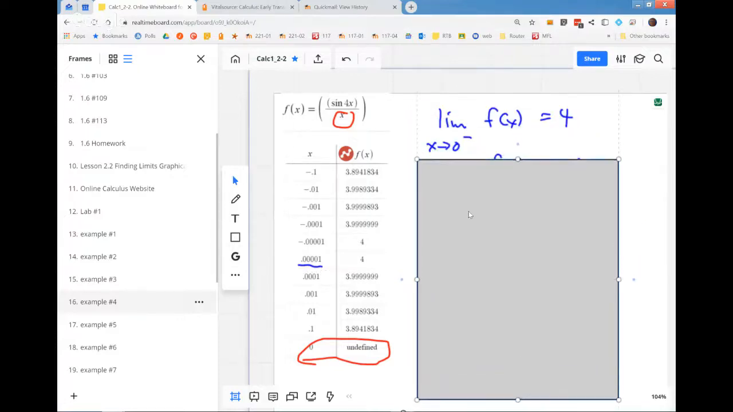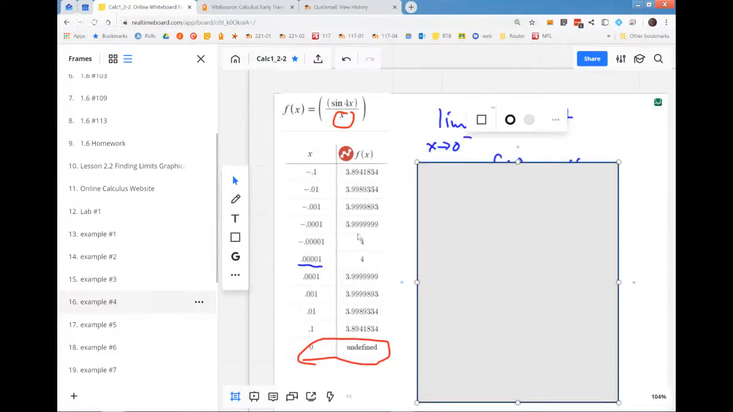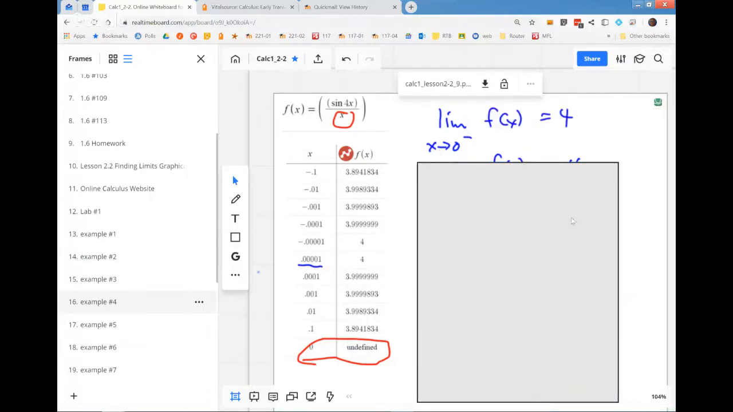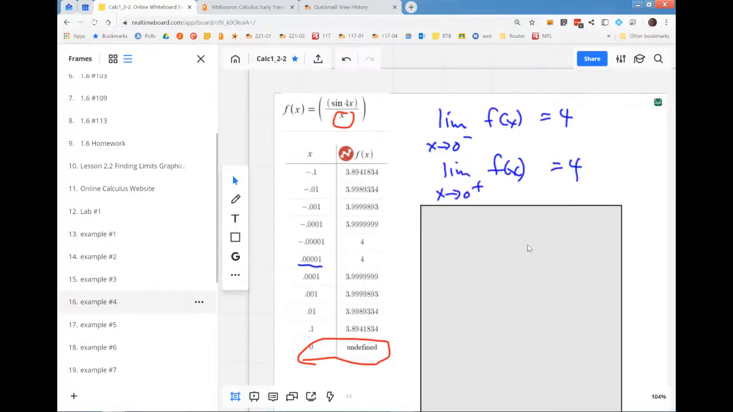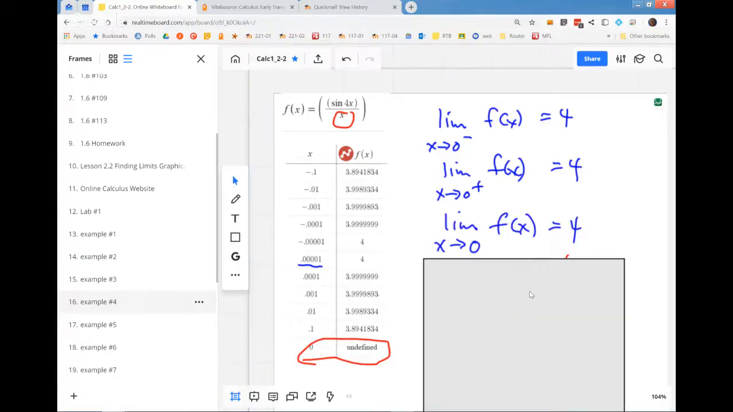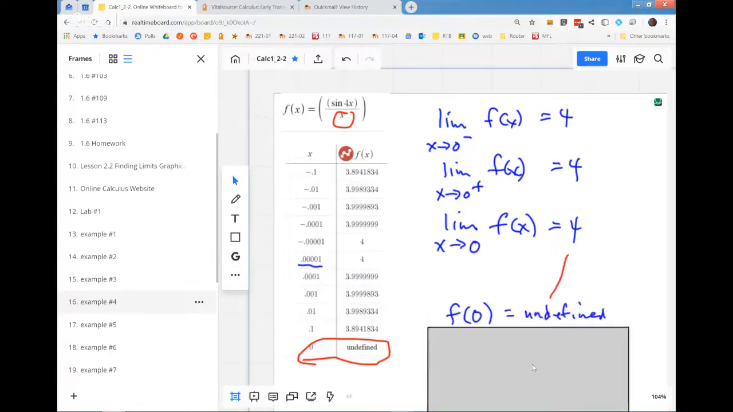So the left-hand limit of this in the negatives is approaching 4. The right-hand limit also approaching 4. So therefore, the overall limit, 4. So remember, when the left and the right-hand limits agree, that's your overall limit. Even though, in this case, the actual value when x is 0 is nothing. It's undefined.